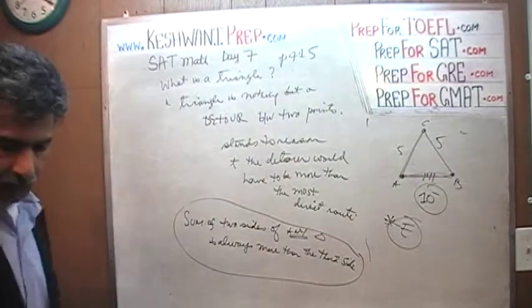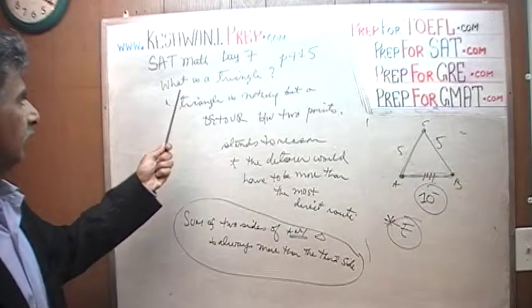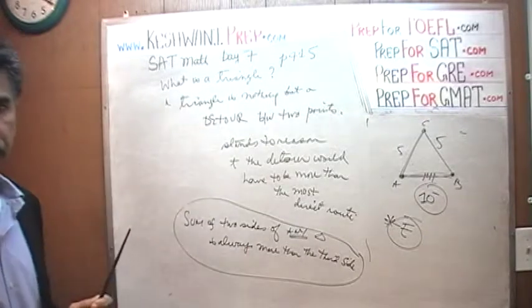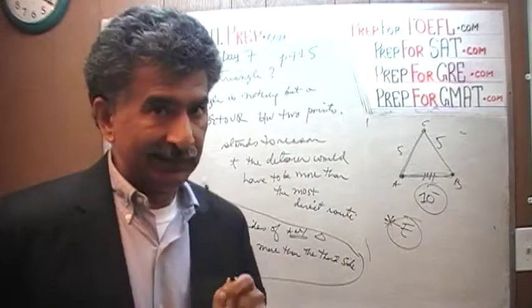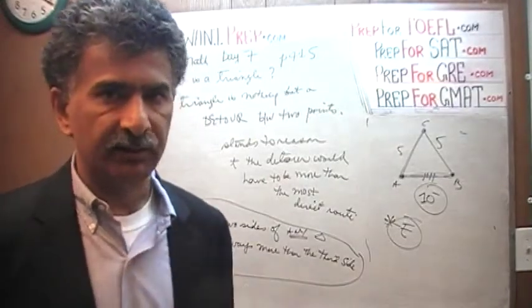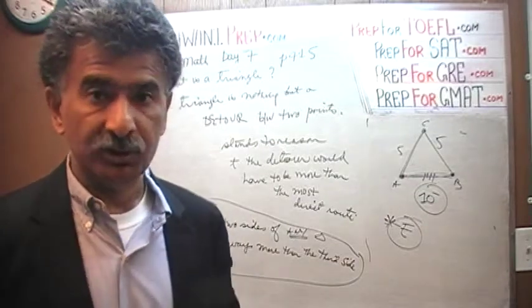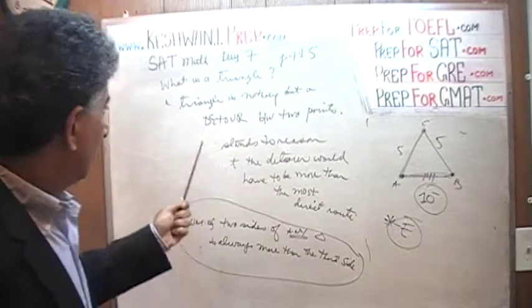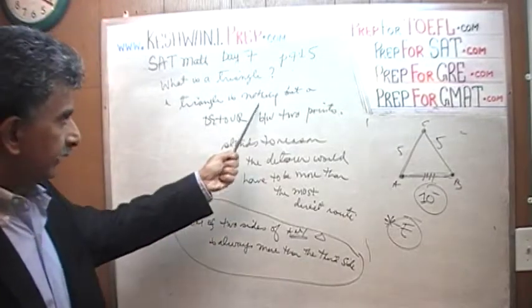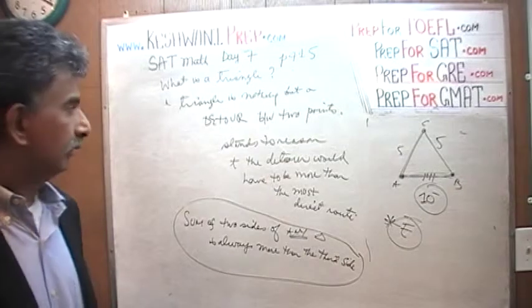Okay? I don't know if you can read my handwriting. I'm going to read it one more time quickly before I erase it. It says, what is a triangle? The intuitive answer, not the mathematical answer, not the geeky answer, not the nerdy answer, not the academic answer, not the geometry answer. The intuitive answer, the gut answer, is that a triangle is nothing but a detour between two points. That's what a triangle is.